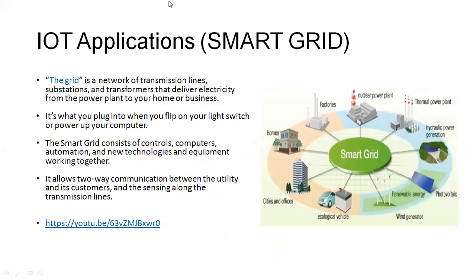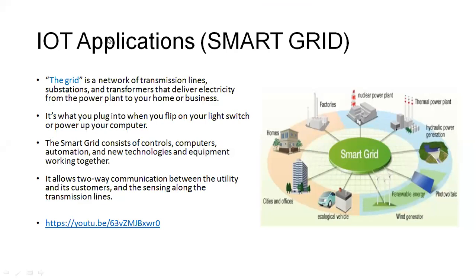Okay. The next IoT application is a smart grid. So the grid is a network of transmission lines, substations, and transformers that deliver electricity from the power plant to your home or business. So when we understand the grid, the grid is a network of transmission lines, substations, or transformers that delivers electricity to your home. Okay, so it is what you plug into when you flip your light switch or power up.